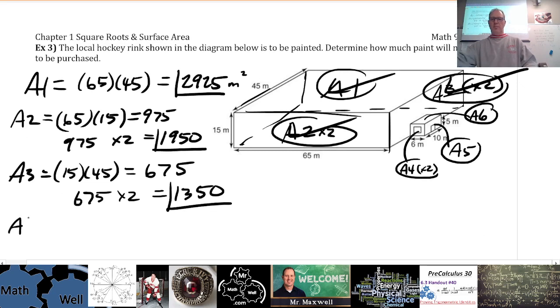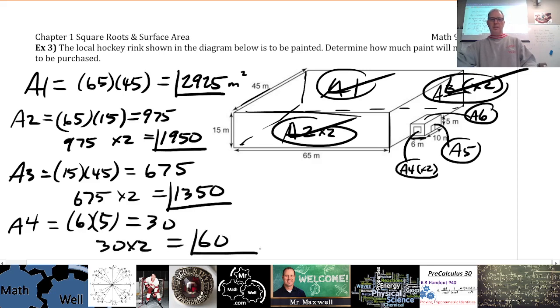So area 4 is next. That's going to be pretty easy. 6 times a height of, yeah, it says 5 there. So that's going to be 30. 30 times 2 is going to be 60. All right, so 60 square meters.